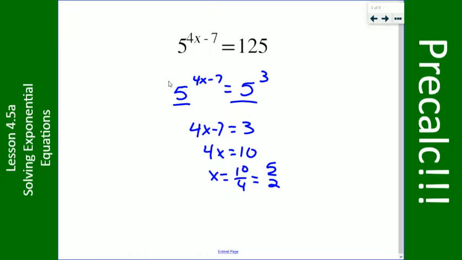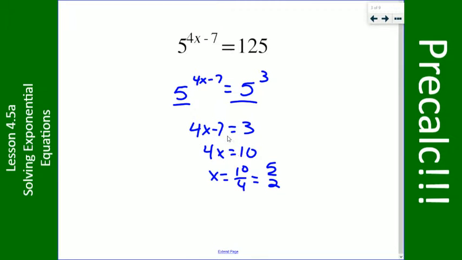And welcome back. So we could get 125 to be equal to 5 to some exponent. We could say that 125 is equal to 5 to the 3rd power. When we have that, we say these two bases are equal to each other. Therefore, the only way that this can be a true statement is if this exponent matches this exponent. So we can set those two exponents equal to one another. So 4x minus 7 equals 3.